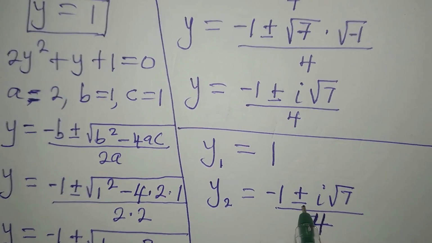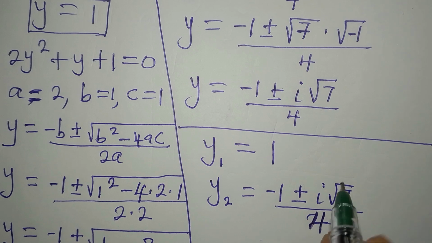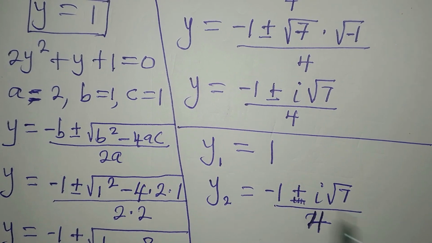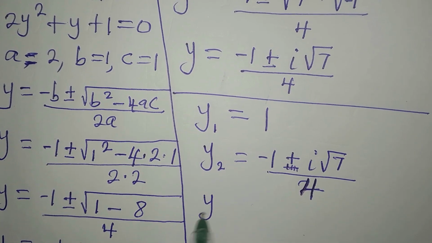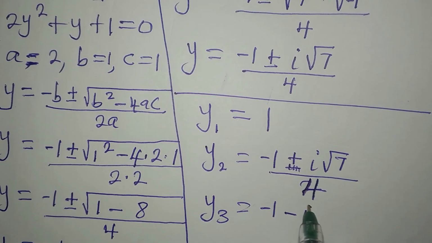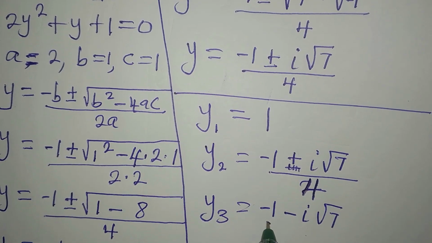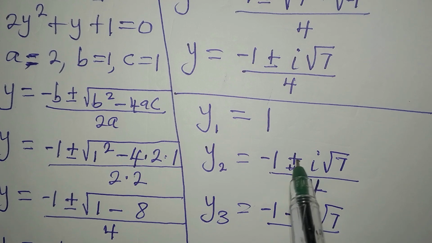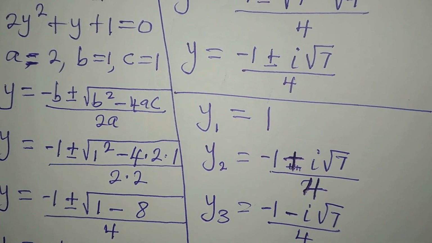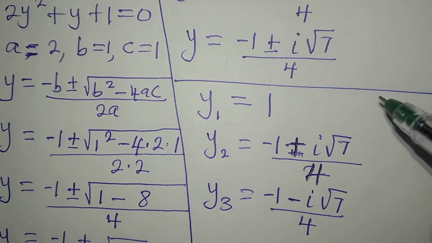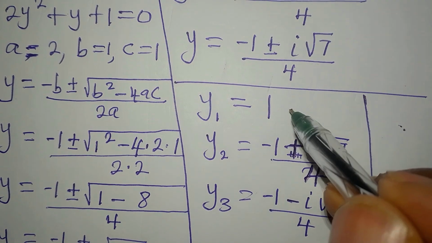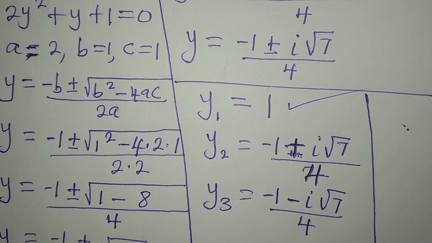Okay, by the way, I want to pick 1, right? So let me work with the negative. This is no longer the positive. So our y3 will now be minus 1 minus i square root of 7 over 4. Remember, this is positive. Okay, this is plus, and this is now negative. So these are the 3 solutions to the given equation, but this is the only real solution.